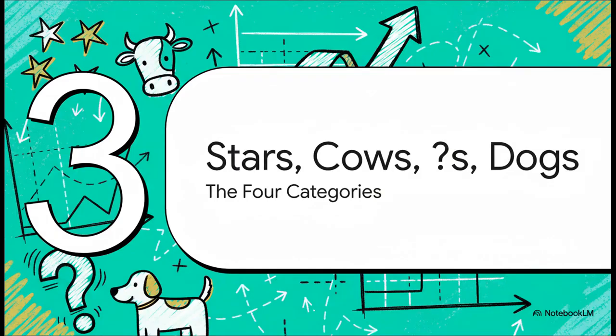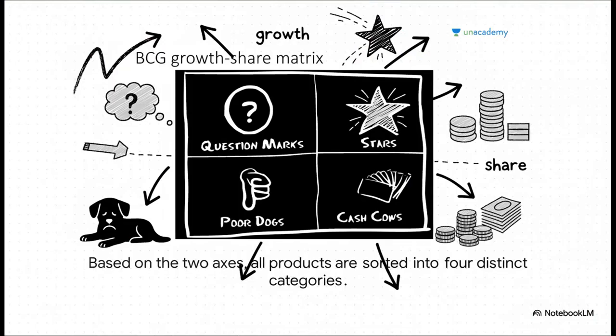And by plotting your products against just those two factors, you can sort everything into four very distinct and, let's be honest, very memorably named categories. And here they are. You've got stars, cash cows, question marks, and, well, what the framework calls dogs. Each one of these tells a totally different story about a product's potential and what you should probably do with it. So let's break them down one by one, starting with the most exciting one.